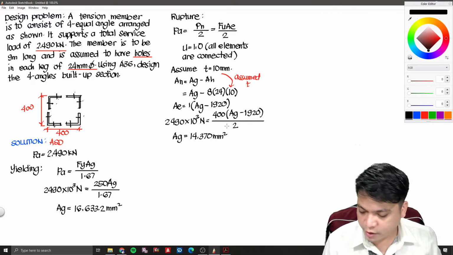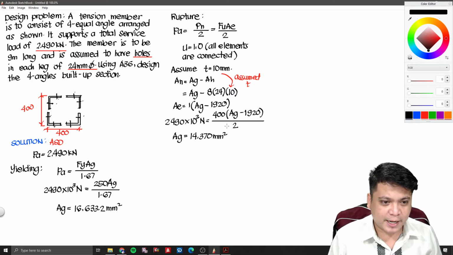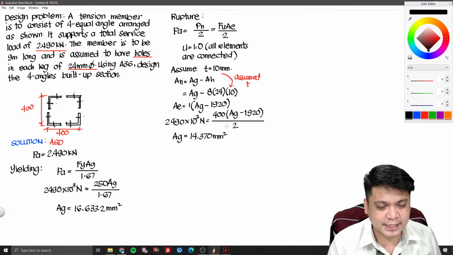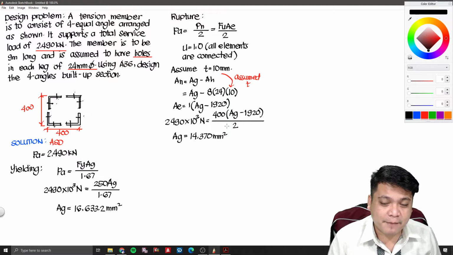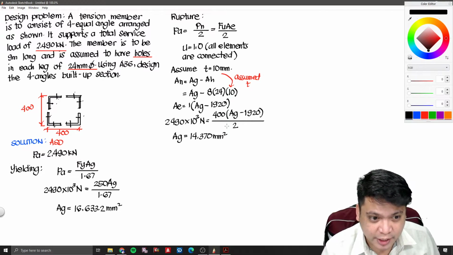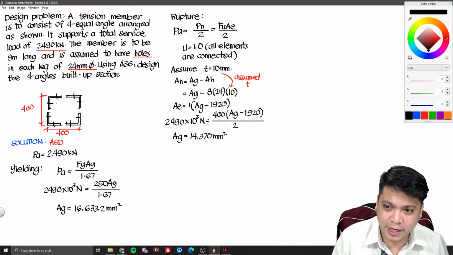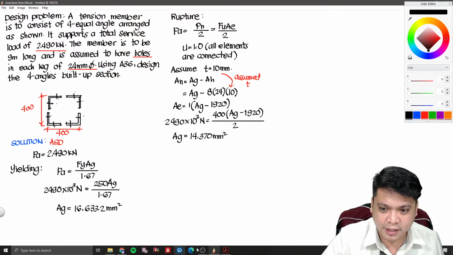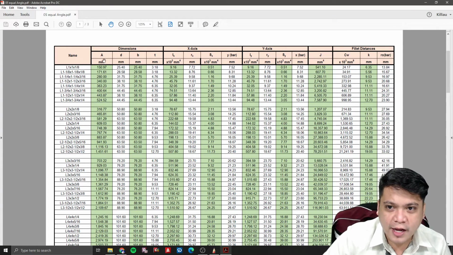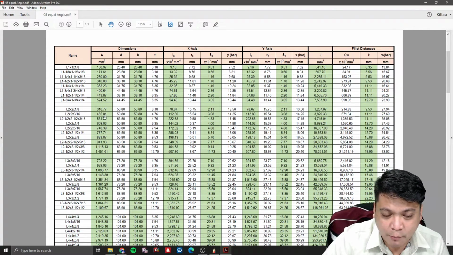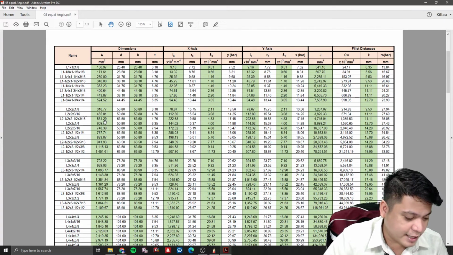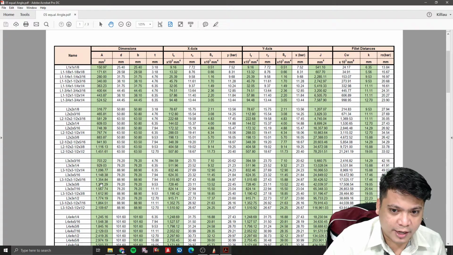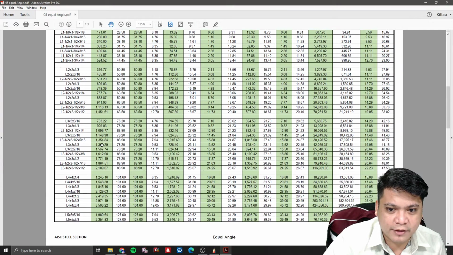mm squared. Okay? So, you choose the larger one, because these are the minimum thickness that it needs to be safe on both the yielding and the rupture. So, I will choose the larger, 16,633. Okay? So, here we will look for an area that is more or less, or greater than 16,623. Okay? So, let's try to have it.